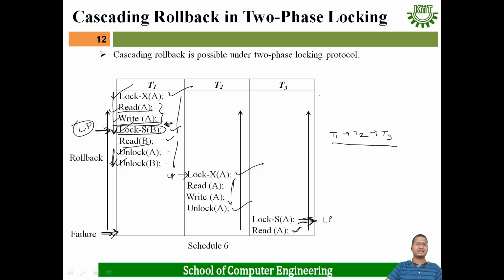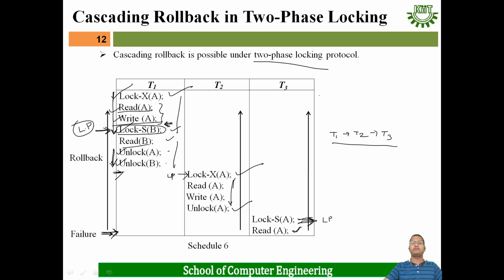It has to be rolled back. T1 has to be rolled back because no commit operation has been executed until now. That's how it has to be rolled back. Similarly, T2 has to be rolled back and T3 has to be rolled back. That means cascading rollback is possible under two-phase locking protocol.